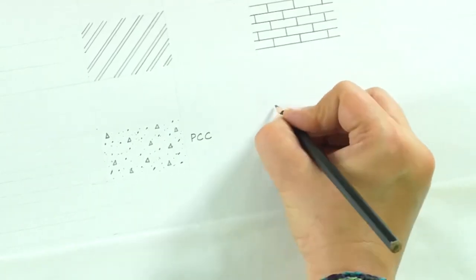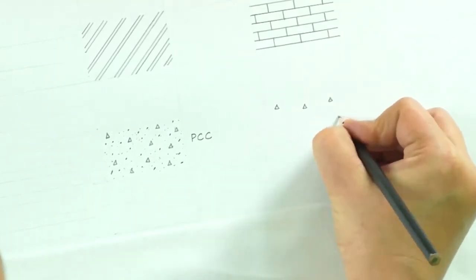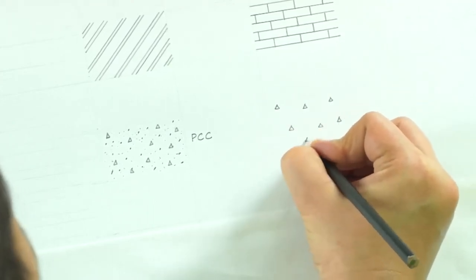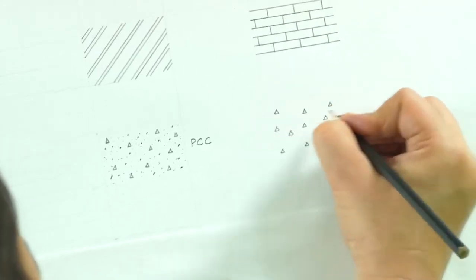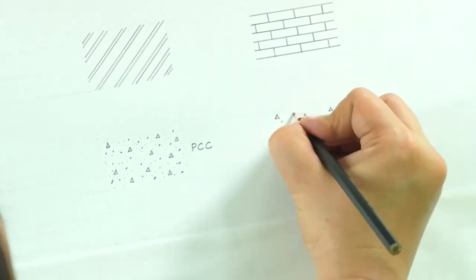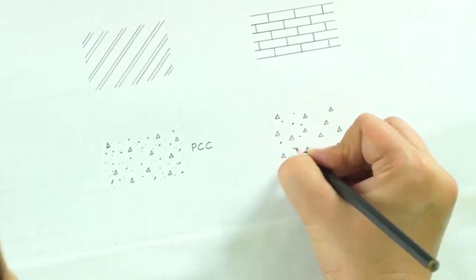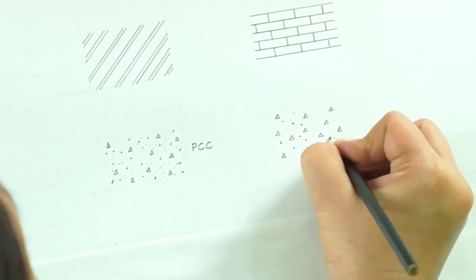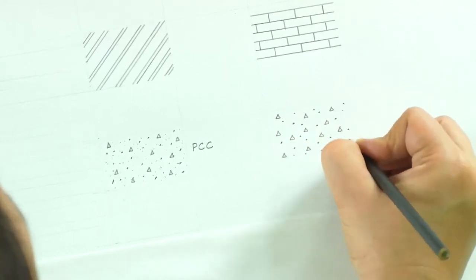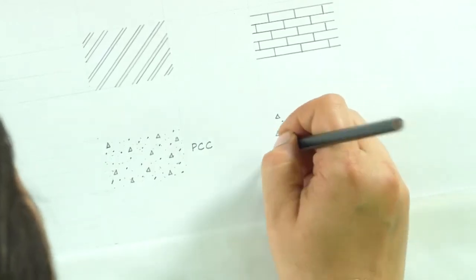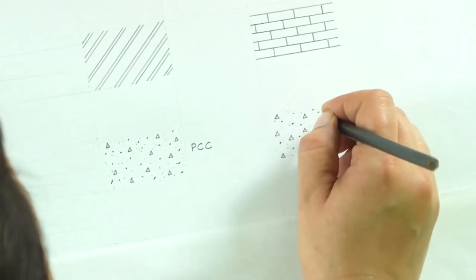We use the same representation as PCC, because what is RCC? RCC is nothing but PCC plus addition of reinforcement. So we will make the same representation as we did for PCC. We'll make those triangles, we'll make those thicker dots, and then we will make those finer dots.